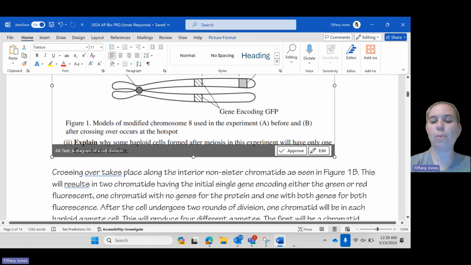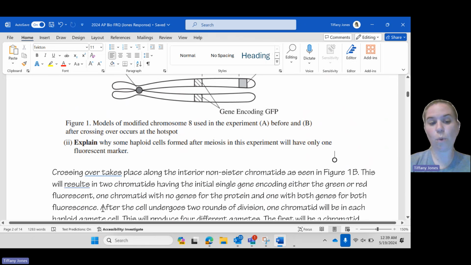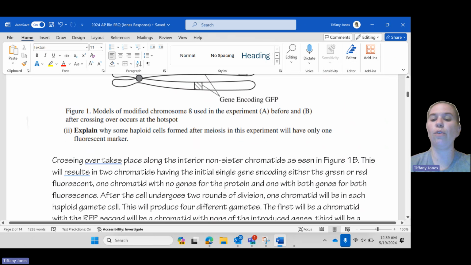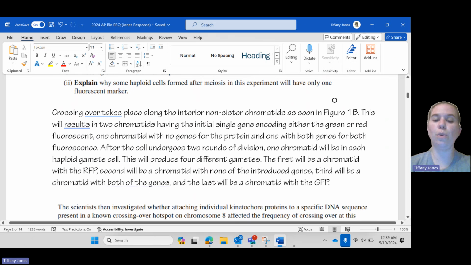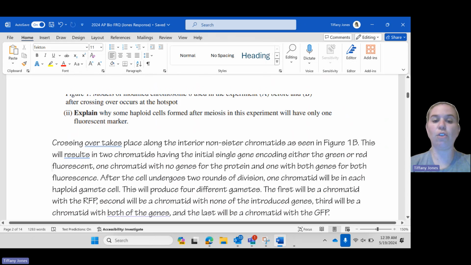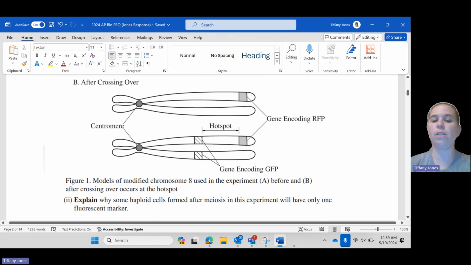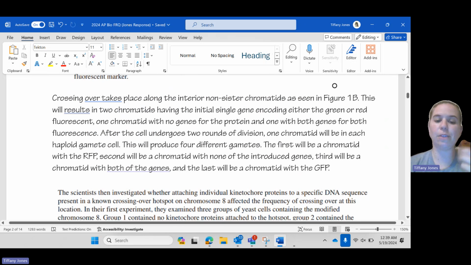It says to explain why haploid cells formed after meiosis will only have one of the markers. And so I said that it had to do with these 2 interior non-sister chromatids being the ones that were going to exchange that genetic information with crossing over. And so it would lead to you having the 4 different gametes, one that has each of these different chromatids. These 4 different chromatids would be separated during meiosis 1 and meiosis 2. That would lead to these 4 different options inside of the cells.